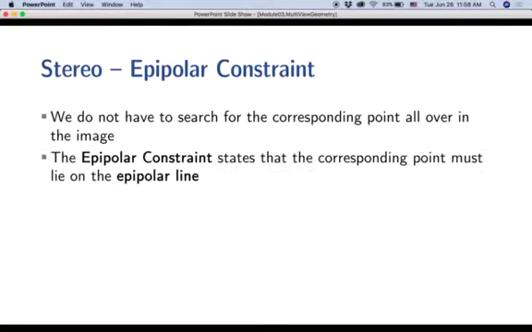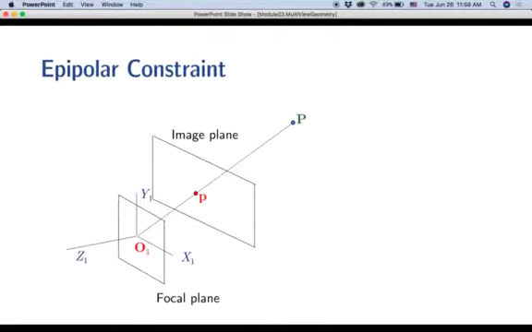Why does such a constraint exist? The epipolar constraint states that the corresponding point in the second image must lie along a special line, which is called the epipolar line. I'm just stating the constraint for you. Now let's see why that constraint exists. We can see that purely by geometric construction. I have a world point P, which is, by the way, an unknown point right now. That's what I'm trying to reconstruct.